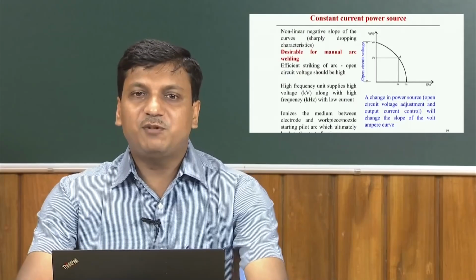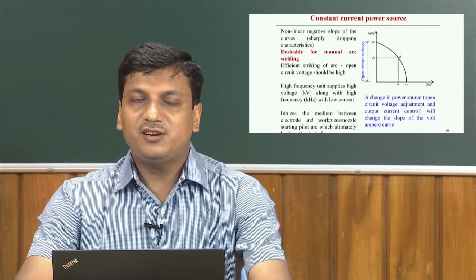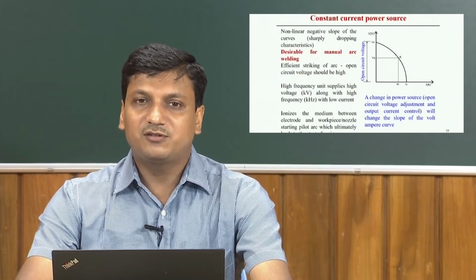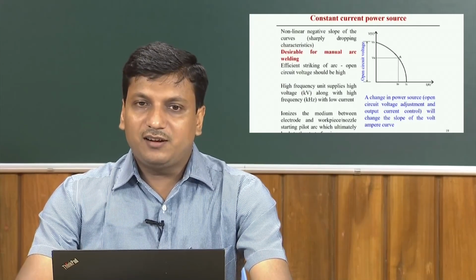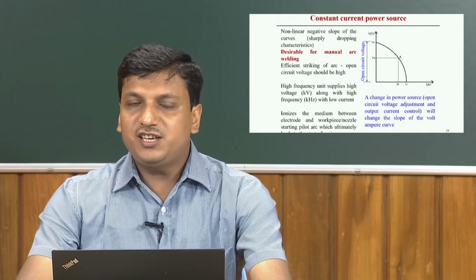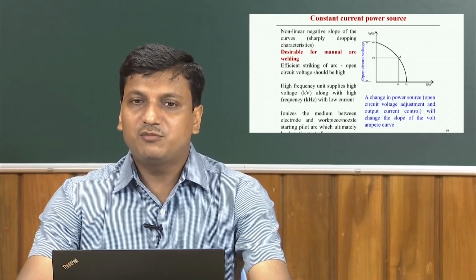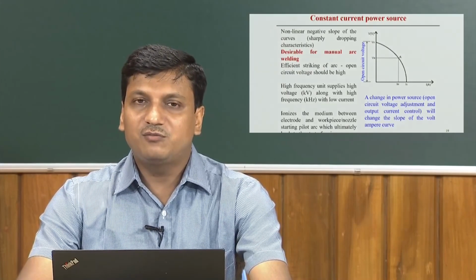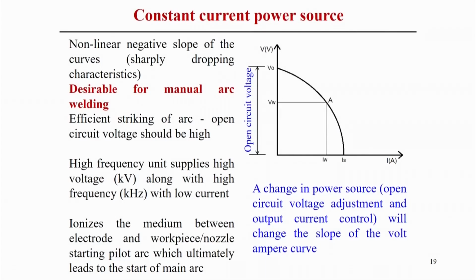So, this type of power source is basically desirable for the manual arc welding process. A change in the power source, meaning the open circuit voltage adjustment and control of the output current, is represented by the change of the slope in this volt versus ampere characteristic graph of this type of power source.